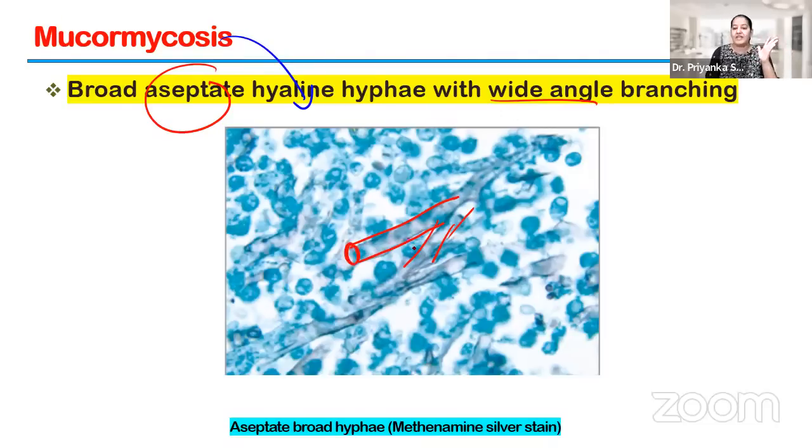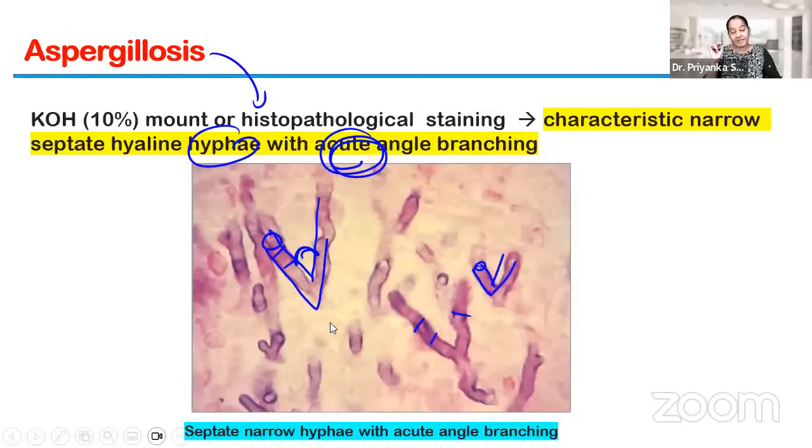And here the angle is also wide. If you can see the branching angle, it's wide, it's not narrow. So clinically, you get a history on them, but the spotter is the image. And in the image, you have to notice 2 things. Number 1, you have to see whether the angle is narrow or broad. Narrow angle is Aspergillus, the broad angle is mucormycosis.